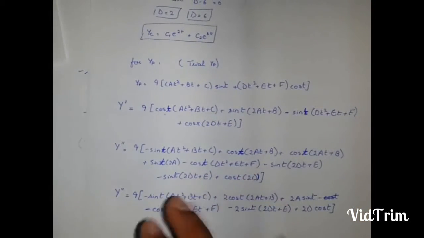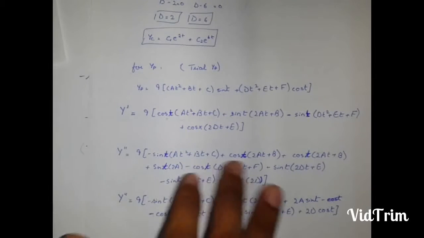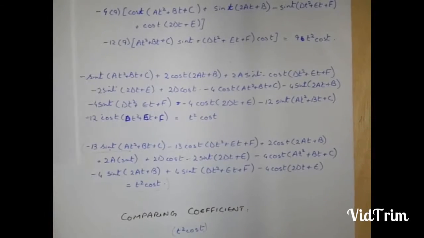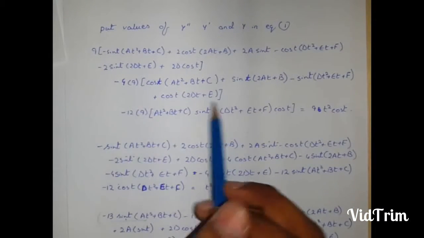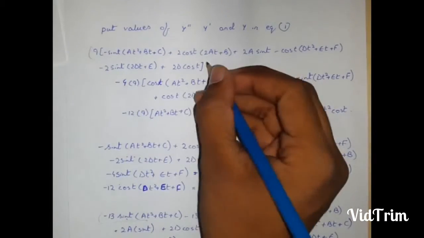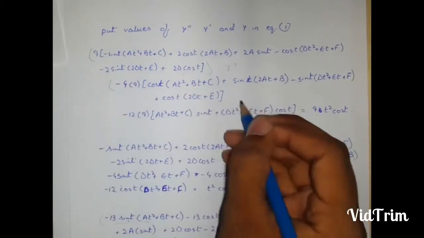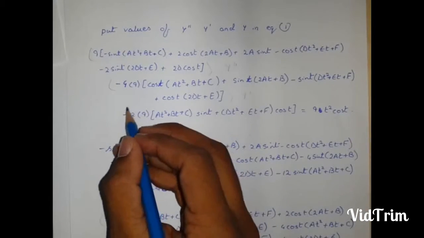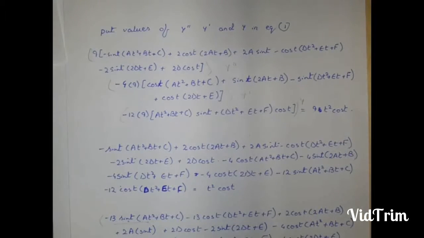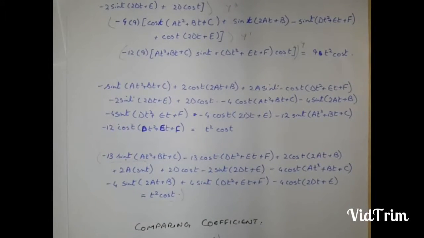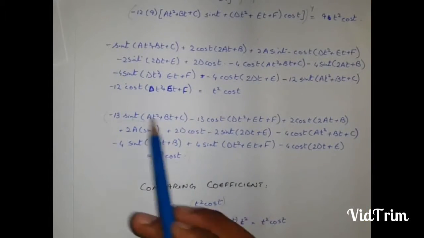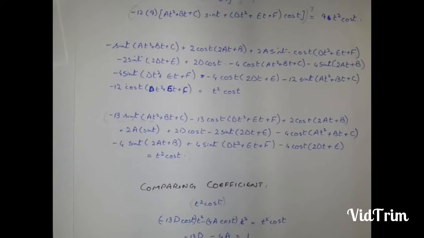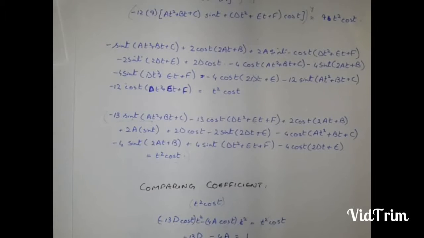Now we have the first derivative and second derivative, so put them in equation number 1. Our equation number 1 will be like this. This whole part is y double dash, this whole part is y dash, and this is simply y, equal to 9t square cos t. Simplify it. Please be careful in simplification, otherwise it will cause you trouble. Now I simplified it more here.